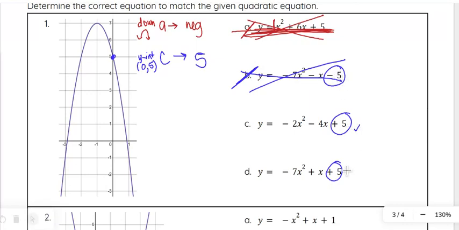So C and D do have the correct y-intercepts, and they both have a negative A value. So far, those two are our options for this graph. Then we want to go ahead and look at our B value.